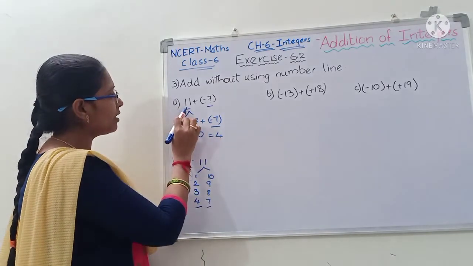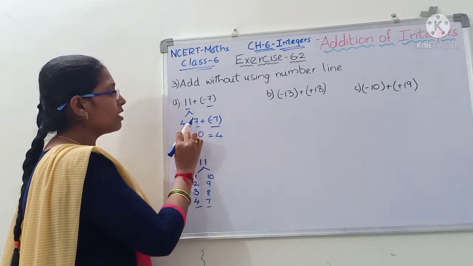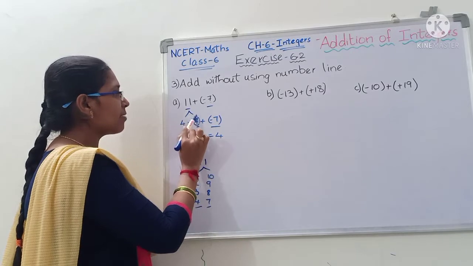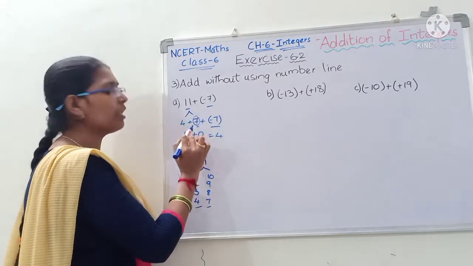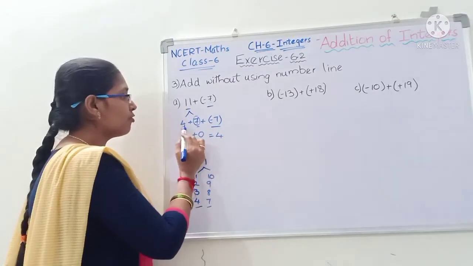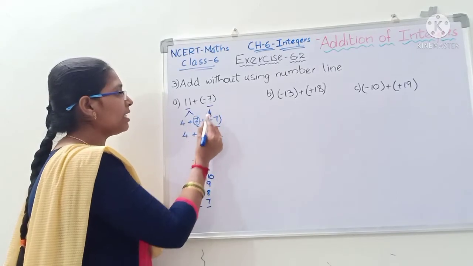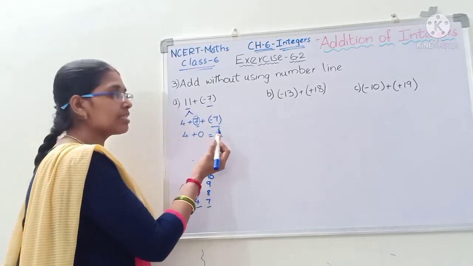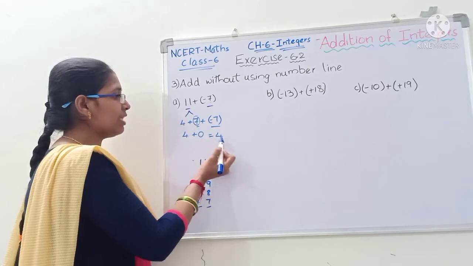If you write the number as sum of two numbers, in the two numbers, one number should be same as the other number given in the question. Then you can solve the problem easily. 4 plus 7 is 11 plus minus 7. 7 minus 7 is? Yes, 0. 4 plus 0 is 4.